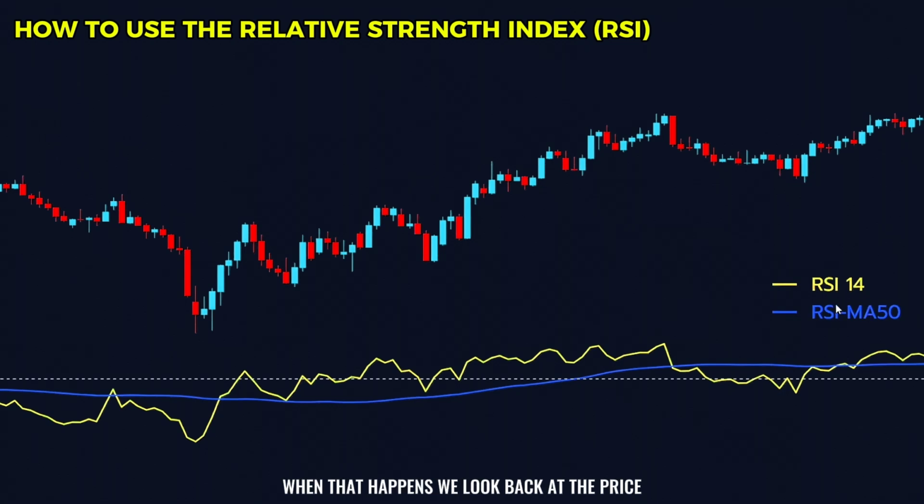When that happens, we look back at the price. The price is no longer moving higher aggressively. Instead, it begins rising more slowly. This is another signal that momentum is fading. We can use this opportunity to exit the trade.